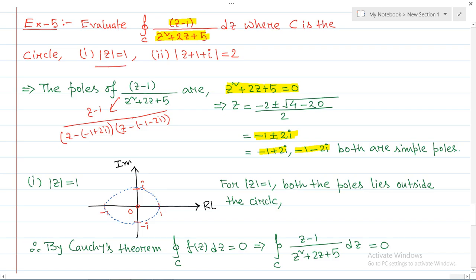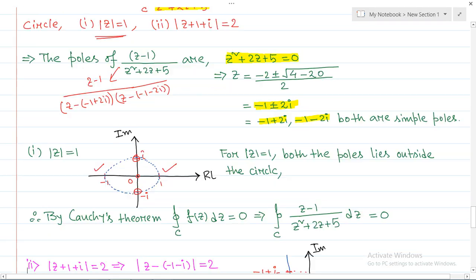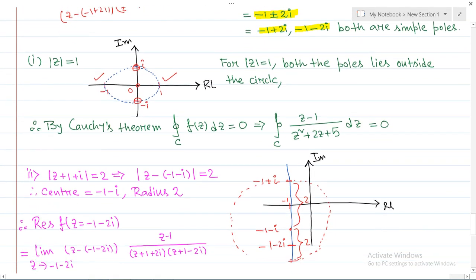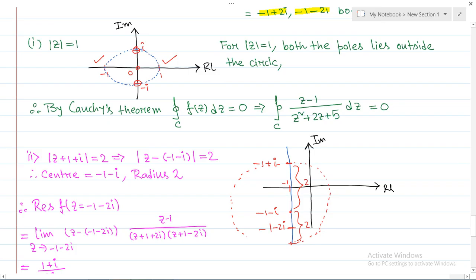Now we have two circles here. The first circle is mod z equals 1, with center at 0. It will go to plus 1 here and to minus 1 here. It will go to plus i on the imaginary side and to minus i here. So definitely both the points are outside the circle. Hence we can deduce that the value of the integration is going to be 0 for mod z equals 1 using Cauchy's theorem. No need to apply the residue theorem.